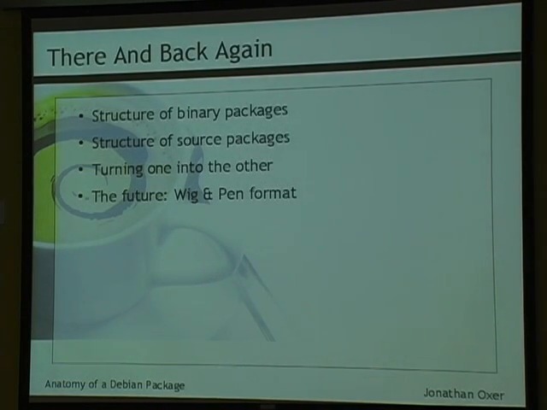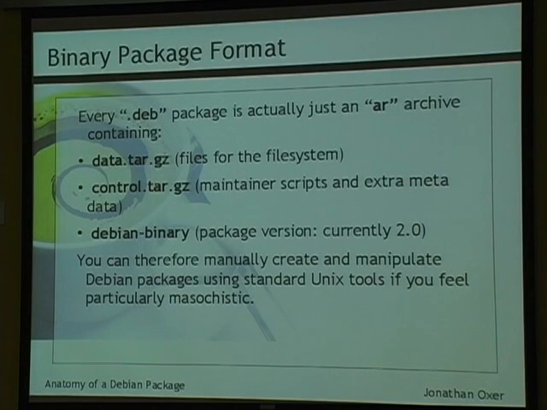What I'm going to do is talk about the structure of a binary package, source packages, how you convert a source package into a binary package, and also a little bit about what's happening with some changes that are going on right now with the format of the Debian package itself, with the 2.0 format. So basically a deb is just an archive that contains several items.